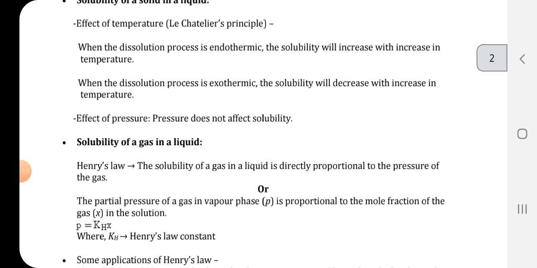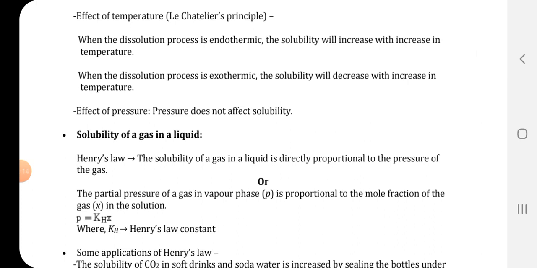Effect of temperature, that is Le Chatelier's principle, says that when the dissolution process is endothermic, the solubility will increase with increase in temperature, and when the dissolution process is exothermic, the solubility will decrease with increase in temperature. Pressure does not affect the solubility of solids.